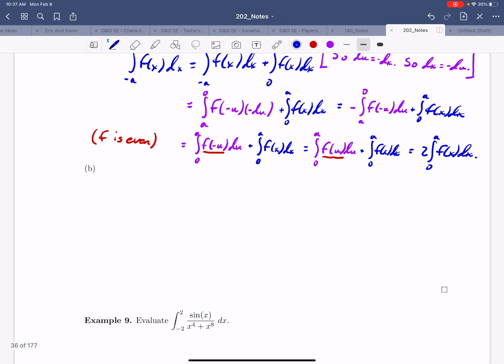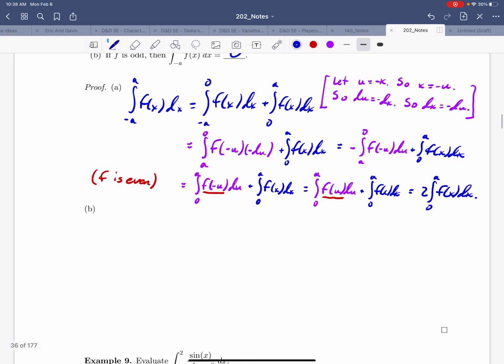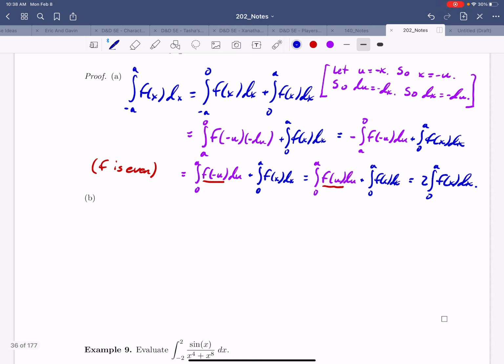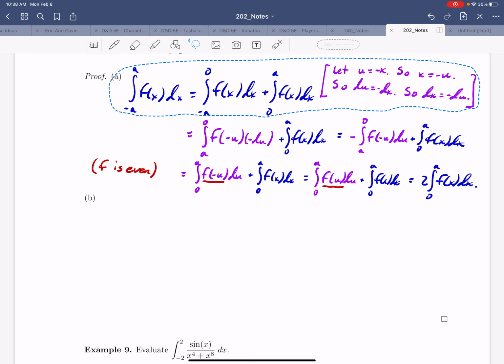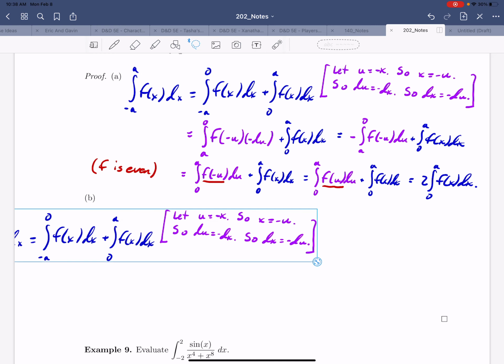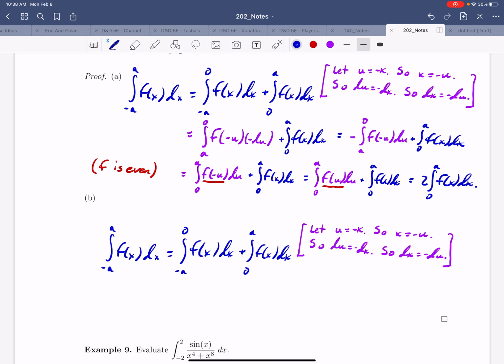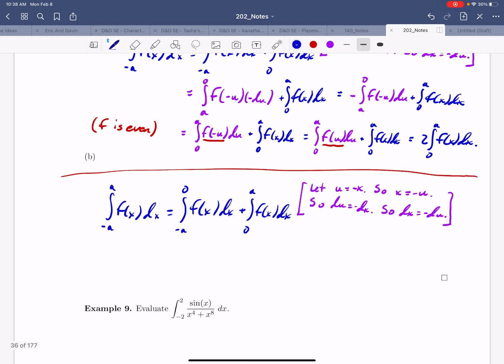The way that you prove part B is pretty similar, right? Except we're going to have to show that the integral from negative a to 0 is negative the integral from 0 to a. All right, so we're going to start off the same way, with that substitution again. Let's see if we can get all of this, and let's paste it right over here. Nice clean divide. Right?